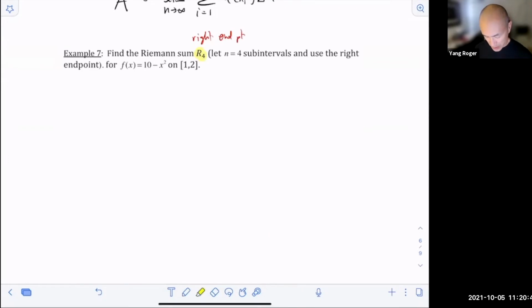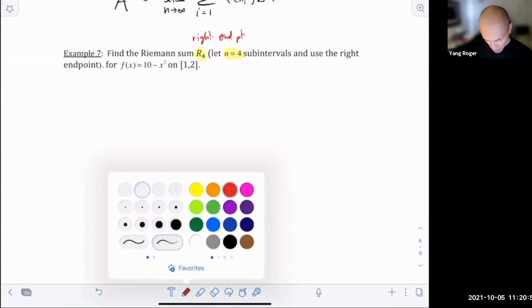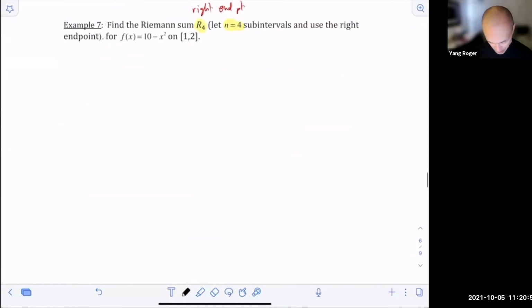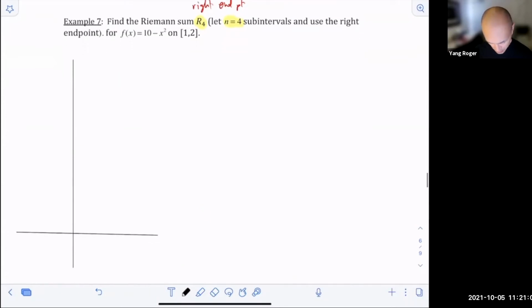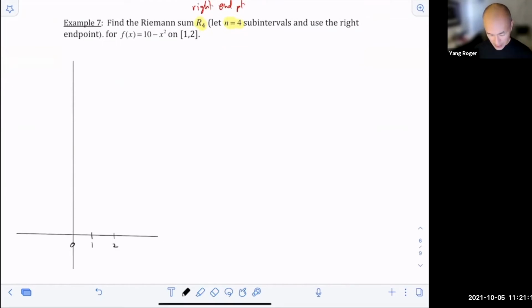And they're telling me that the number of rectangles we have is going to be 4. Okay. And then they also give us the function and the two, the A and the B. So let me draw a graph. And let's label our points. So here's 0, here's 1, here's 2. And let's label this axis. This is 1, 2, 3, 4, 5, 6, 7, 8, 9, 10, like this.